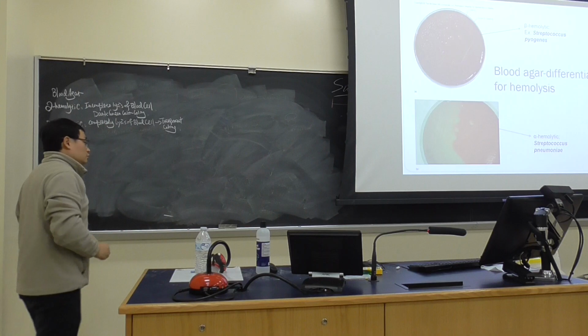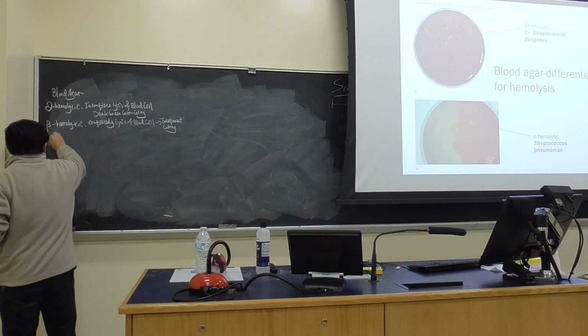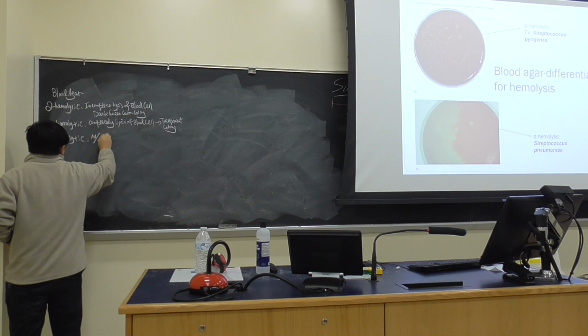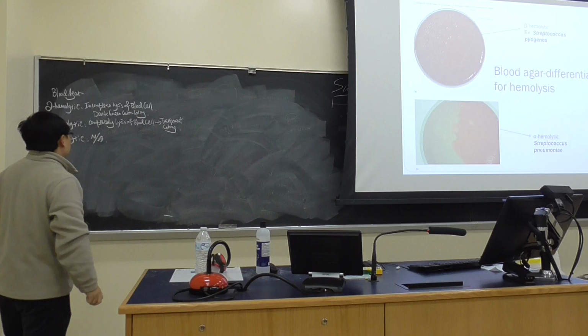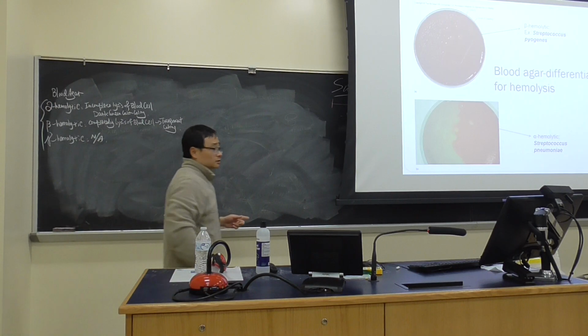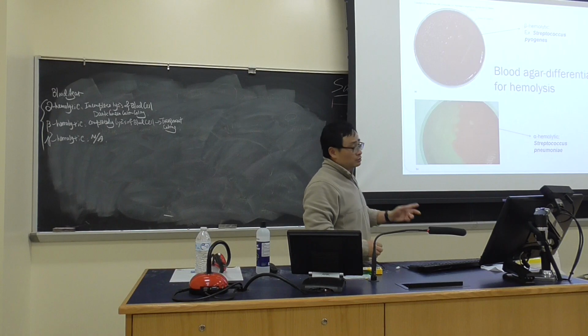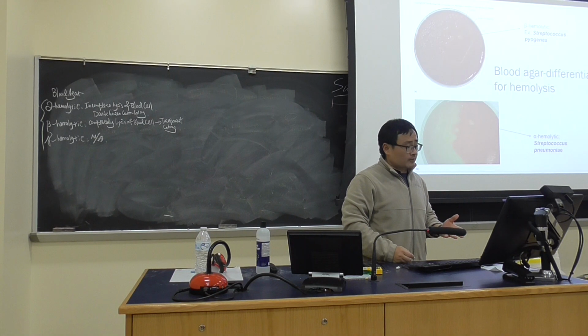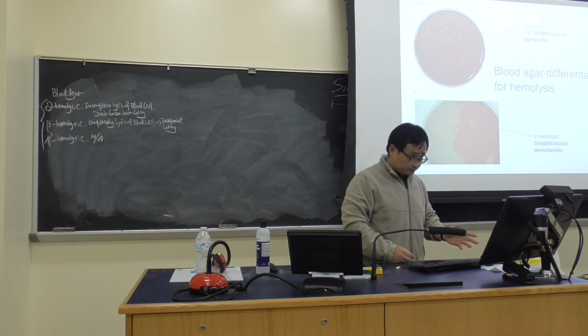And also, it could happen that it is gamma hemolytic. Gamma hemolytic is where nothing happens. So this slide is important. Why is it important? Because it gives you a very first-hand impression of which bacteria it is.